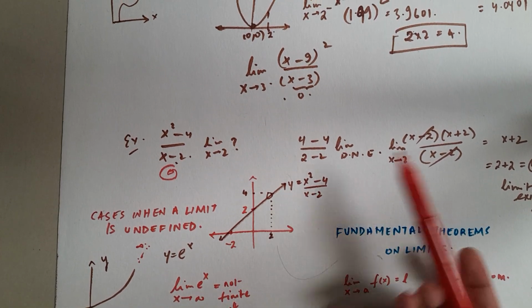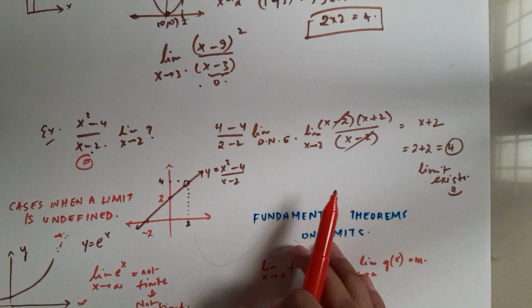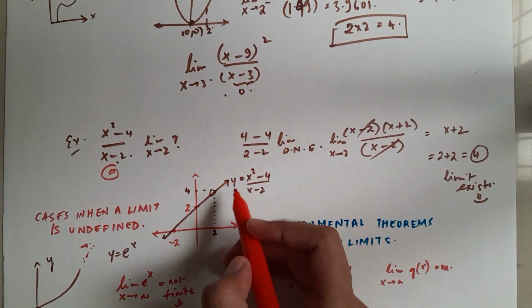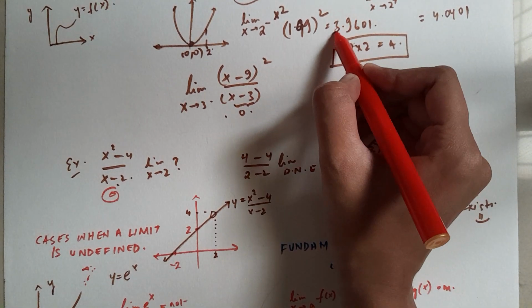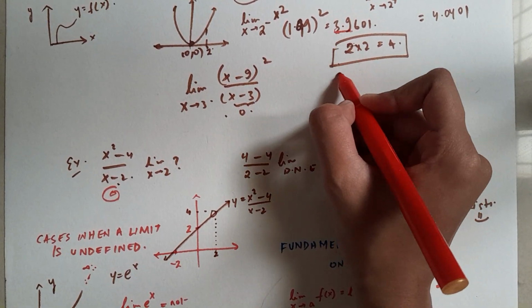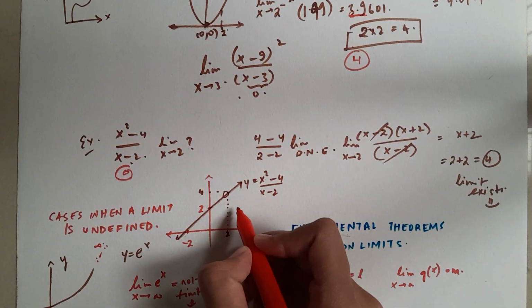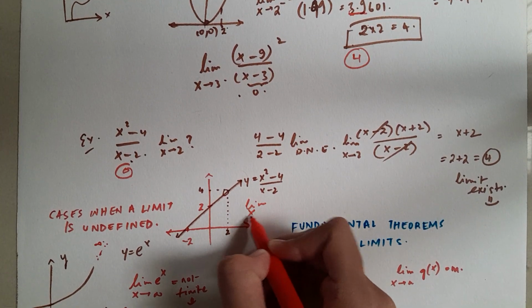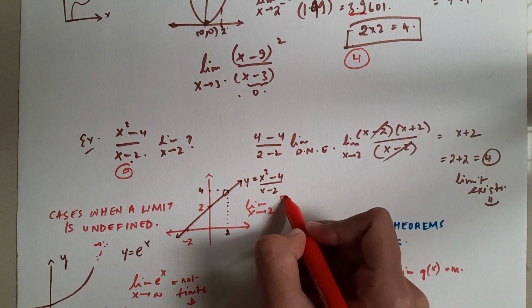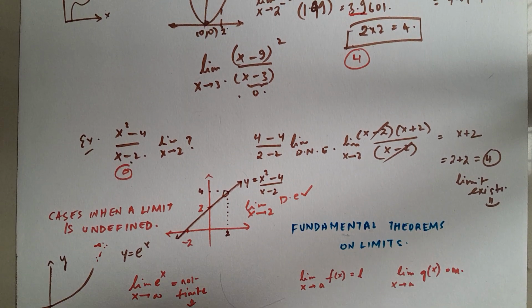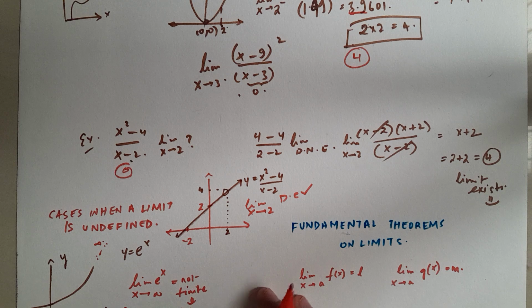But we have noted that the left-hand limit and the right-hand limit are pretty close. They're pretty much close to 4. So hence, the limit of this function as x approaches 2 does exist, except the function itself is not defined.